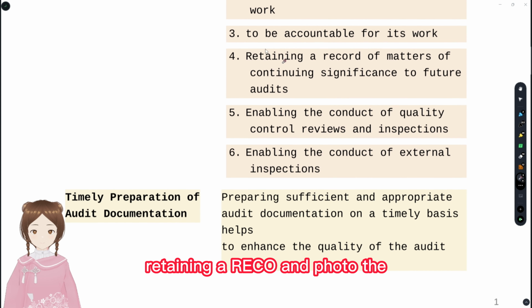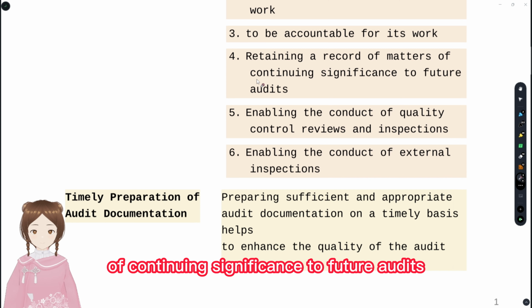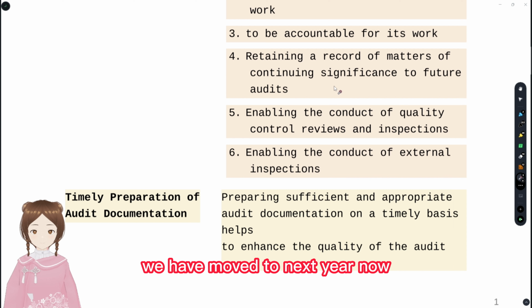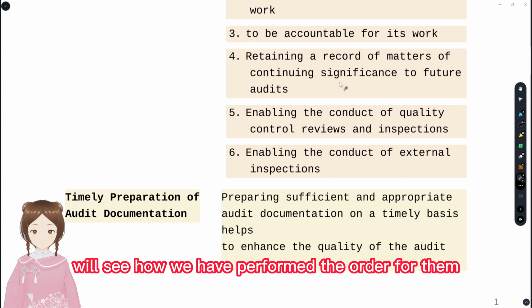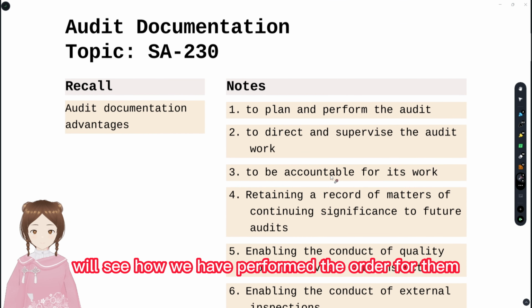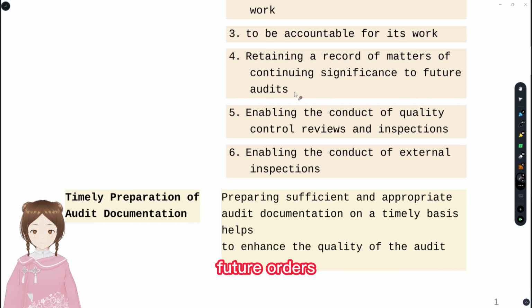Third thing, retaining a record, and fourth thing, retaining a record of matters of continuing significance to future audits. We have moved to next year now. A little bit of progress has happened. We have become seniors now, and our juniors will see how we have performed the audit, for their future reference, for future audits.